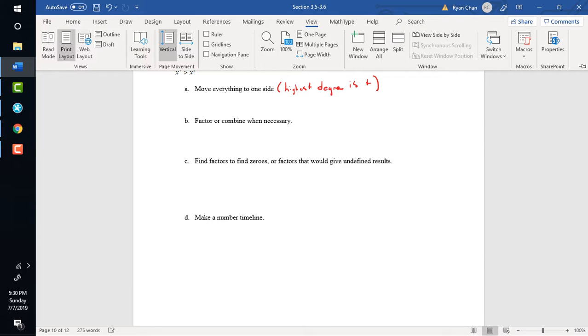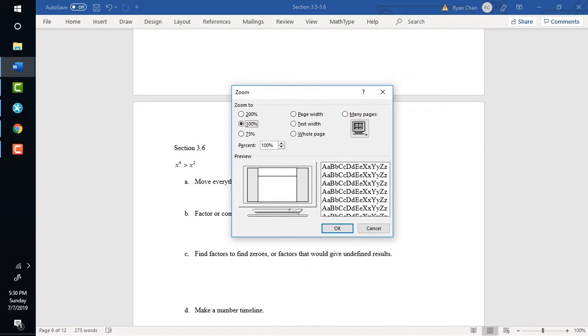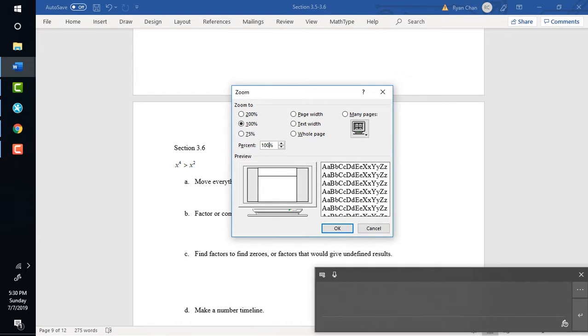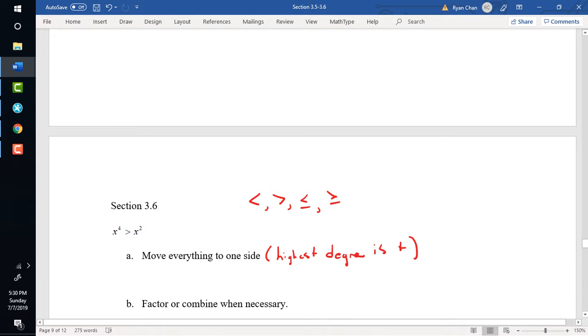And let me zoom in just so you can see a little bit better. Okay, sorry about that delay.